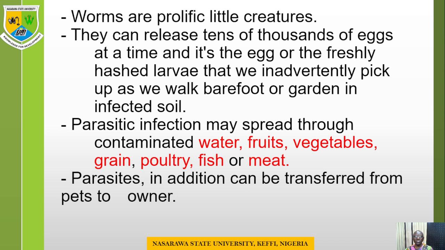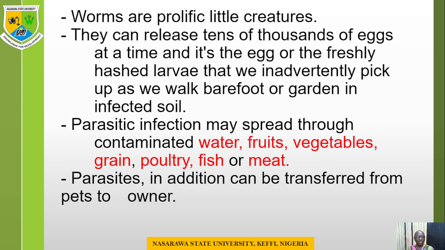They can release tens of thousands of eggs at a time, and it is the egg or the freshly hatched larvae that we inadvertently pick up as we walk barefoot or in a garden where the soil is infected. So these are the processes by which one can come in contact with parasitic diseases via the eggs that have been laid. There are eggs that can live in the soil for a long time with no effect, no matter the heat.